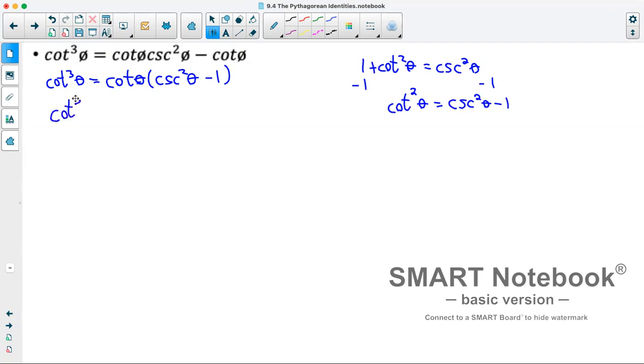So we've got cotangent cubed theta equals cotangent theta times cotangent squared theta. So that's cotangent cubed theta is equal to cotangent cubed theta. So we can say identity proven.